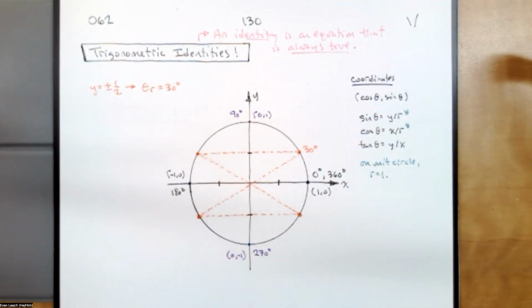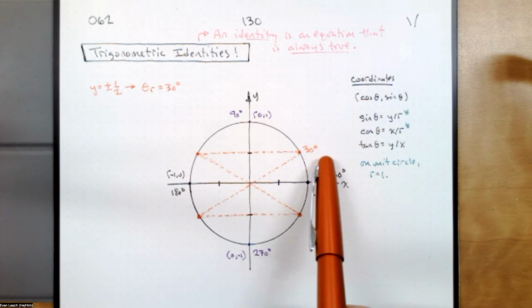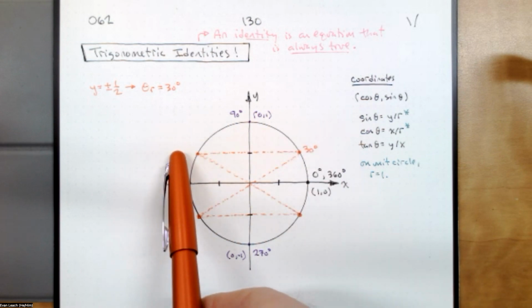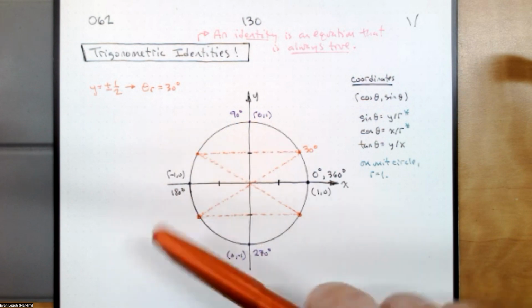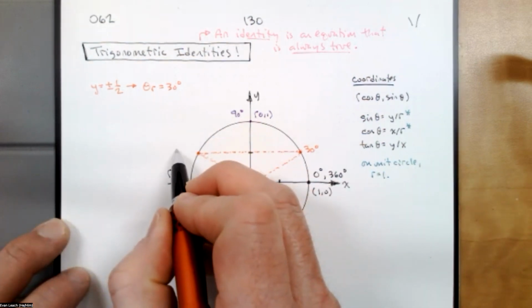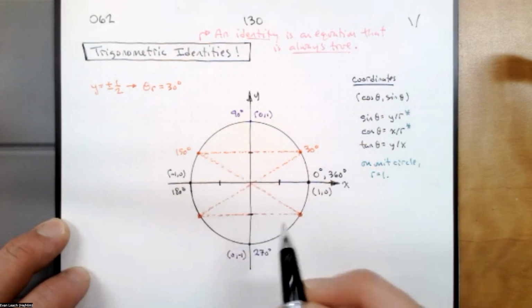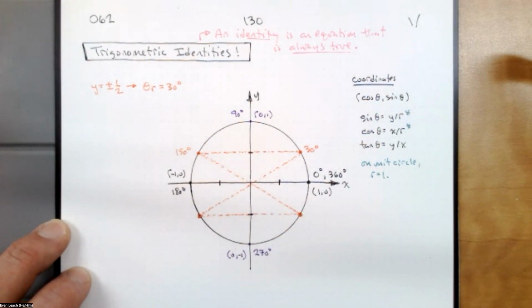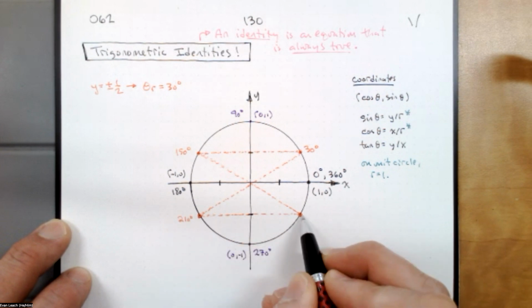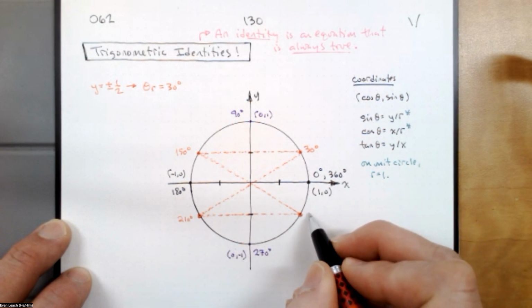We want to be able to put 30 degrees in all four quadrants. In quadrant 1, a 30-degree reference angle is just 30 degrees. What is it in quadrant 2? What's this angle here with a 30-degree reference angle? 150. What's a 30-degree reference angle in quadrant 3? 210. What's a 30-degree reference angle in quadrant 4?